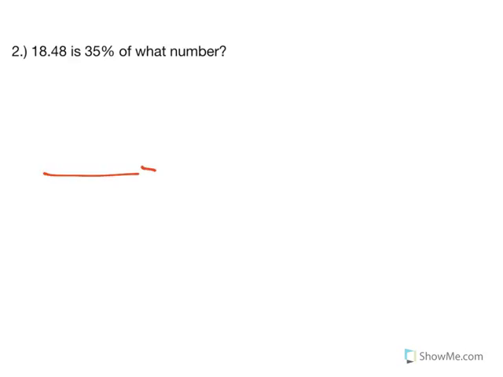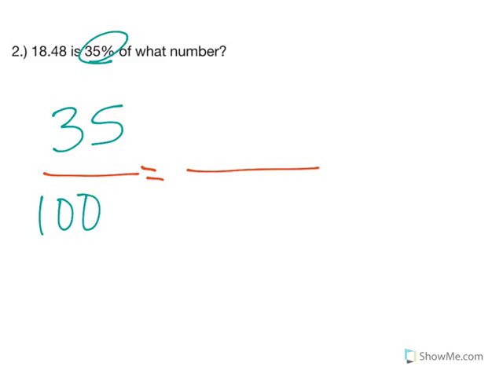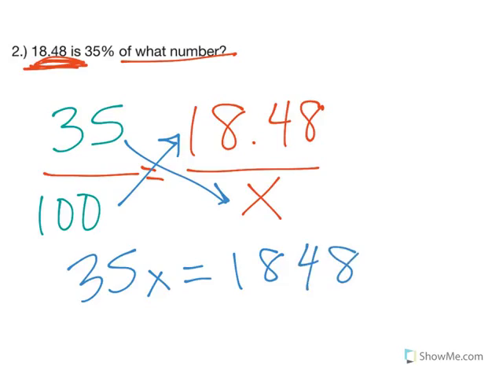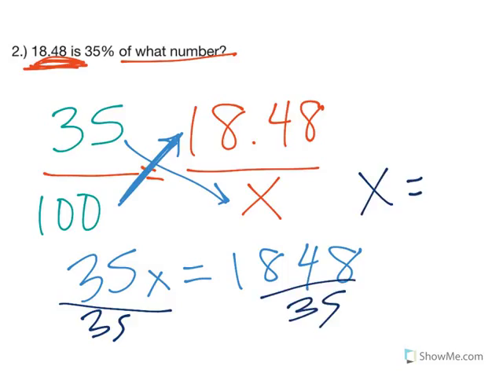Number 2, again, here's my percent, so I have 35 over 100. 18.48 is, so that goes on the top, and of what number, so that goes on the bottom. And just a quick refresher, if I cross multiply, that means I have 35x equals 1848, because I multiply this way to get the 1848. Divide both sides by 35, and that gives me my x value of, I have to make sure I have the right one here, 52.8.